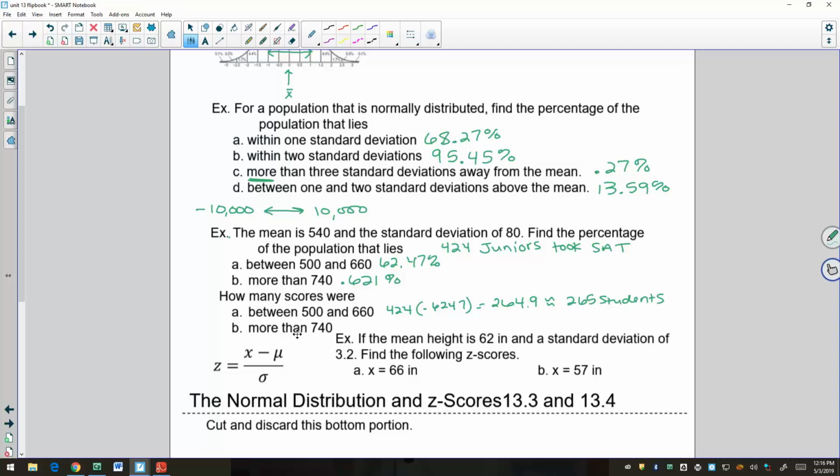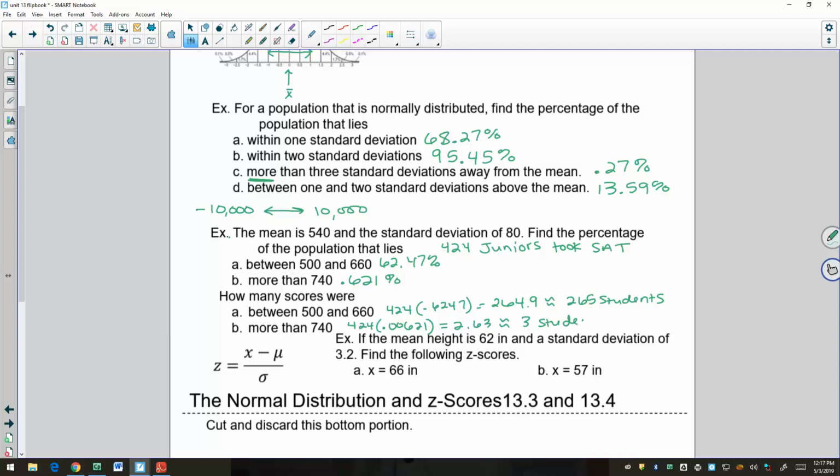Now, when they want more than 740, we know that 0.621% out of 424 scored that. Oops, I forgot to move it. Remember, we don't actually use the decimal or the percentage. We have to convert it back to a decimal, so either put it over 100 or move it 2 spots back to the left. So I need 0.00621, and that is 2.63, which is approximately 3 students.